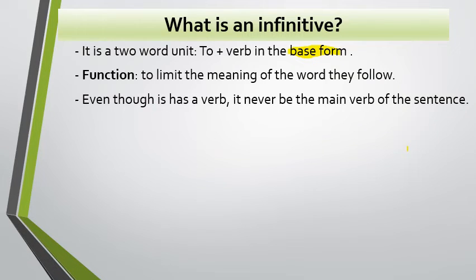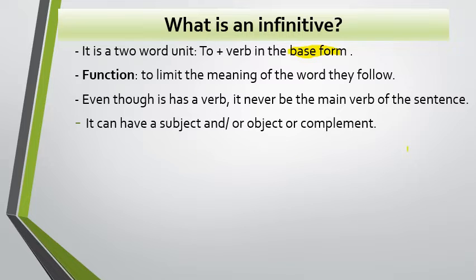Okay, as I have just said, it consists of to and the verb in the base form. However, this verb is not the main verb in the sentence. For example, when you say I go to school to study, study is not the main verb in the sentence. Go is the main verb in this sentence. That's why, even though it has a verb, it is never in the main verb position. Okay?